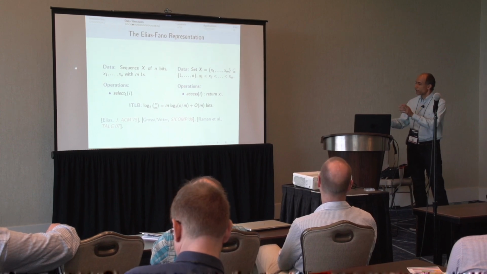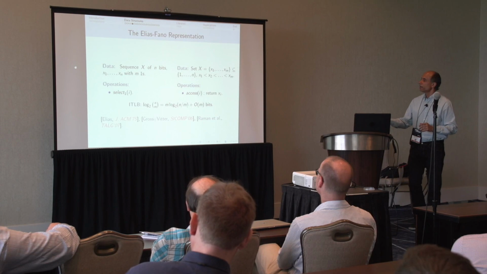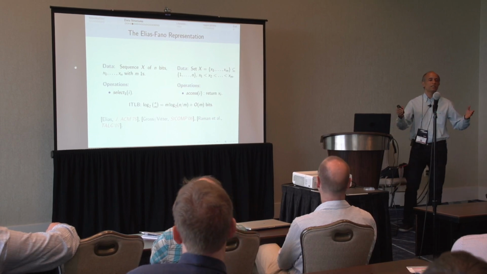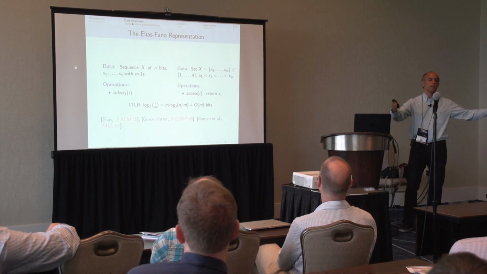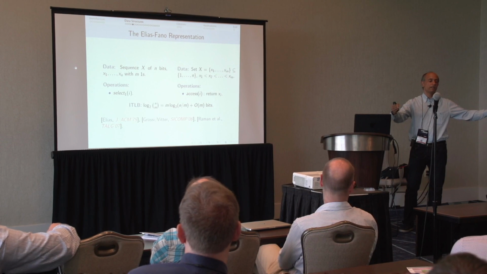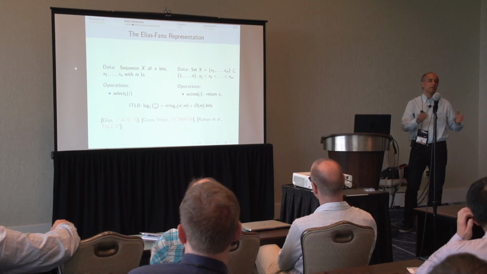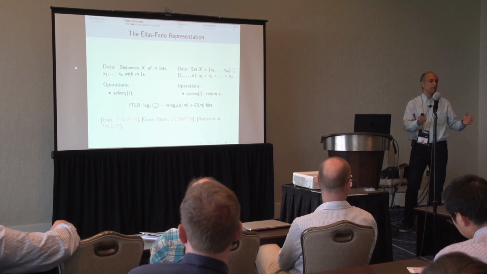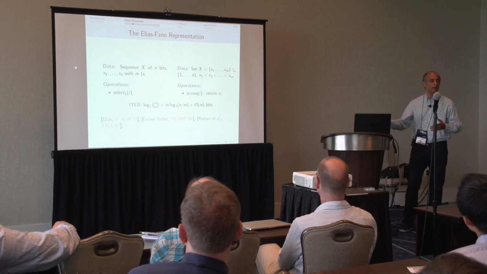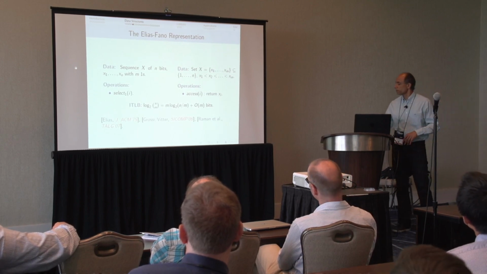So if you look at it a little bit more closely, there are two ways of representing a set. One is just as a bit vector, which is the characteristic vector of the set. And another one is to actually write down all the elements of the set. And this one just provides a smooth trade-off in between.